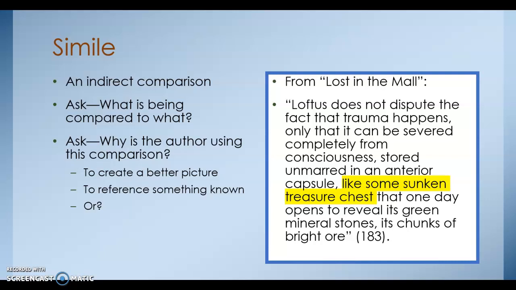So why would she set it up that way? I can't really say, because to me that's confusing. But I do think I understand the point, which is that memory, according to Loftus, is not stored perfectly preserved away like a sunken treasure chest waiting to be opened, right? Okay, so simile, again, is indirect comparison using the word like or as, okay?